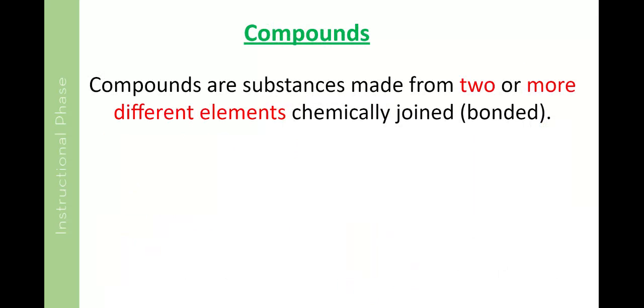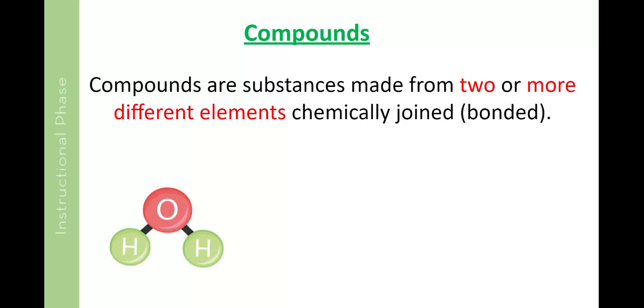Now, moving on to compounds. Elements can join together to make compounds. So, for example, we can join hydrogen and oxygen together to make water, H2O. We can combine carbon and oxygen together to make carbon dioxide, CO2. So compounds are substances made from two or more different elements chemically bonded or joined together.